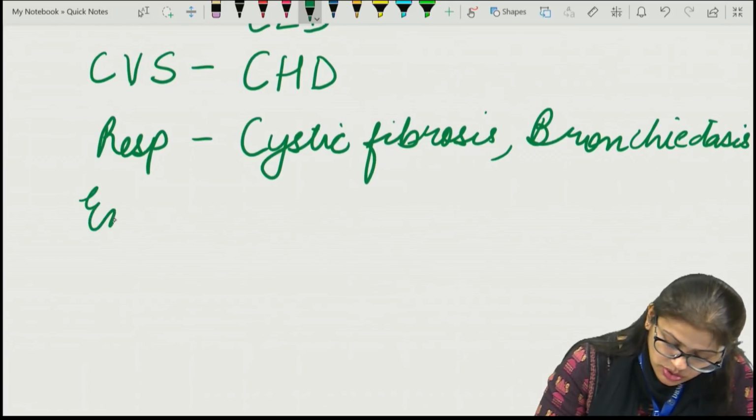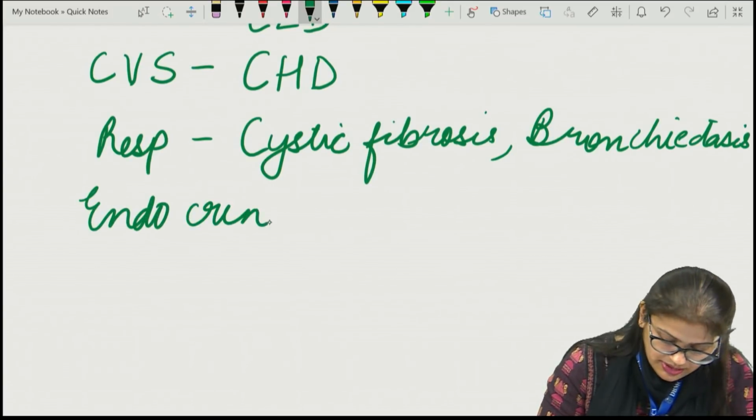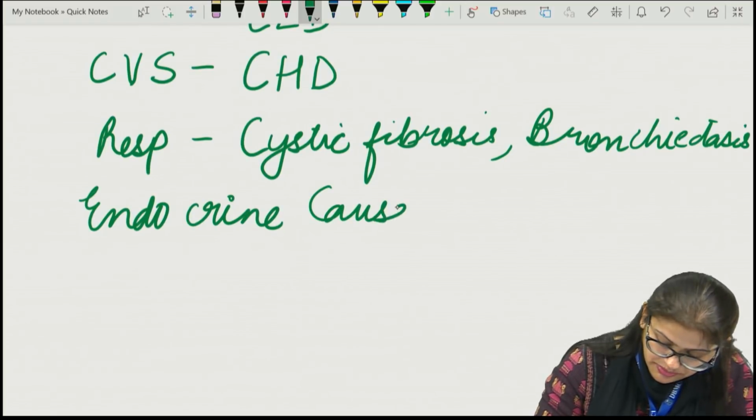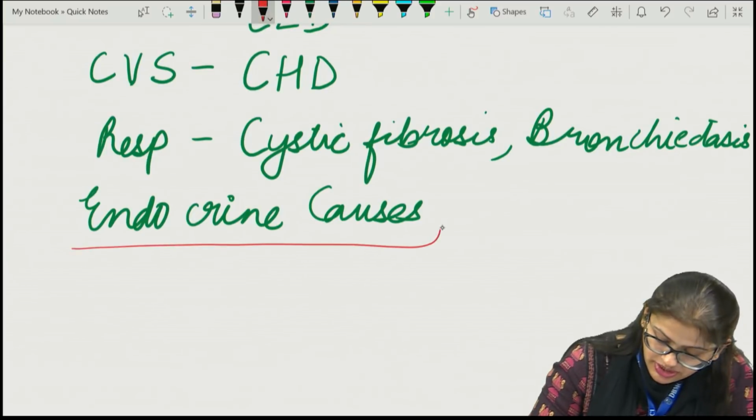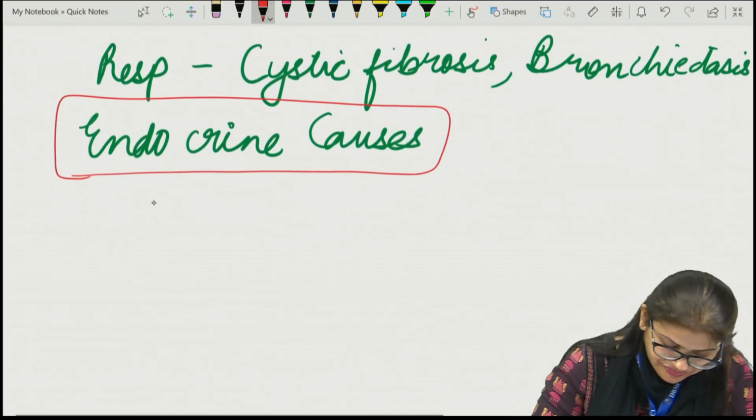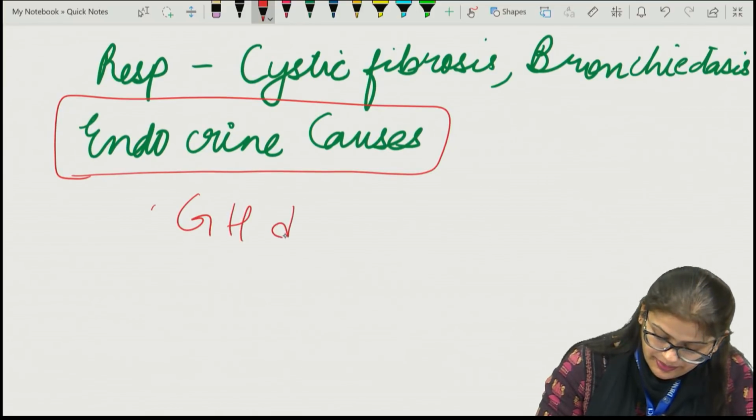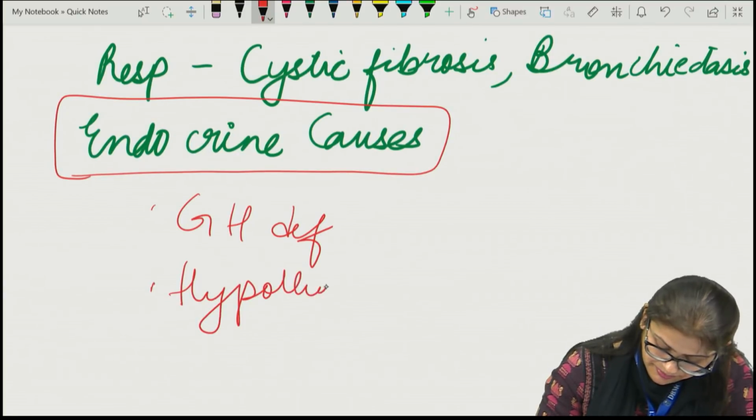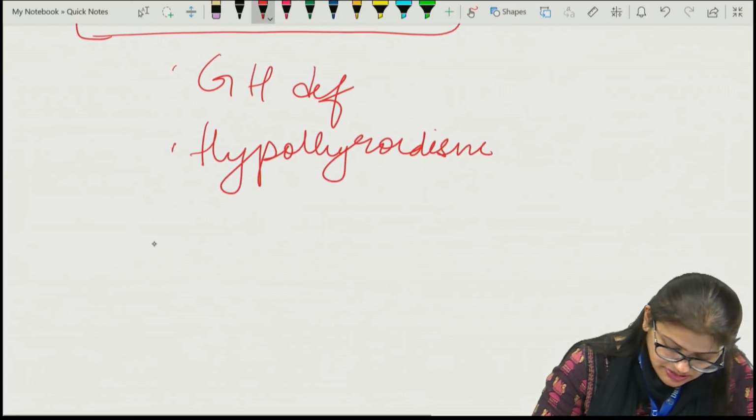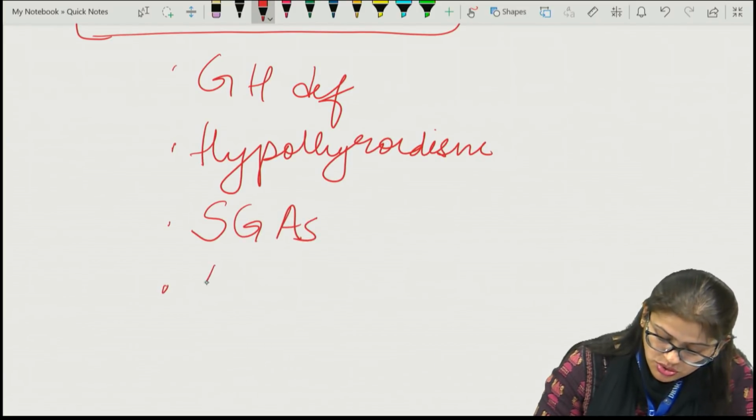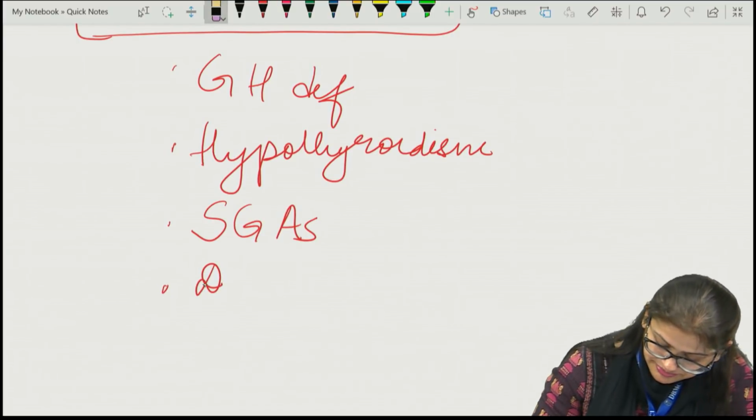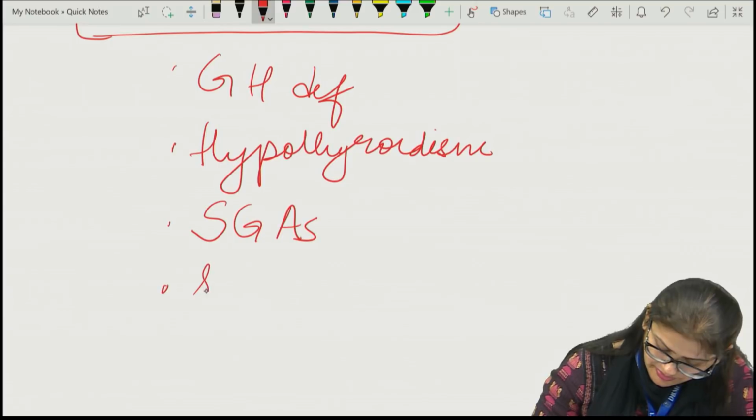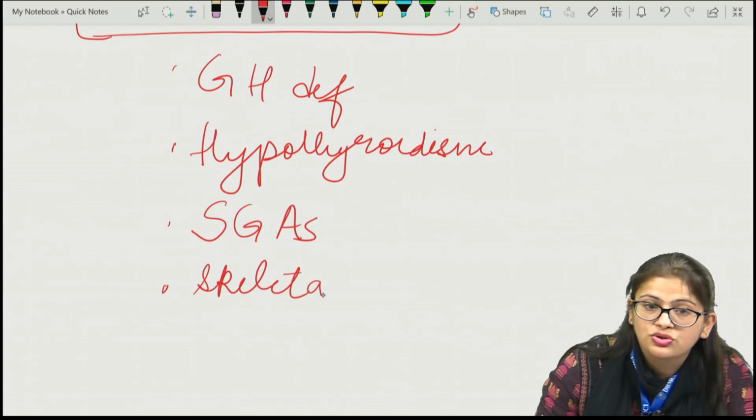So these are the causes from chronic systemic illnesses. Apart from that, there can be endocrine causes of short stature as well. The endocrine causes of short stature include growth hormone deficiency. It can include hypothyroidism. It can be due to children who are born SGA, and it can also result from skeletal dysplasias. Skeletal dysplasias may also cause short stature.